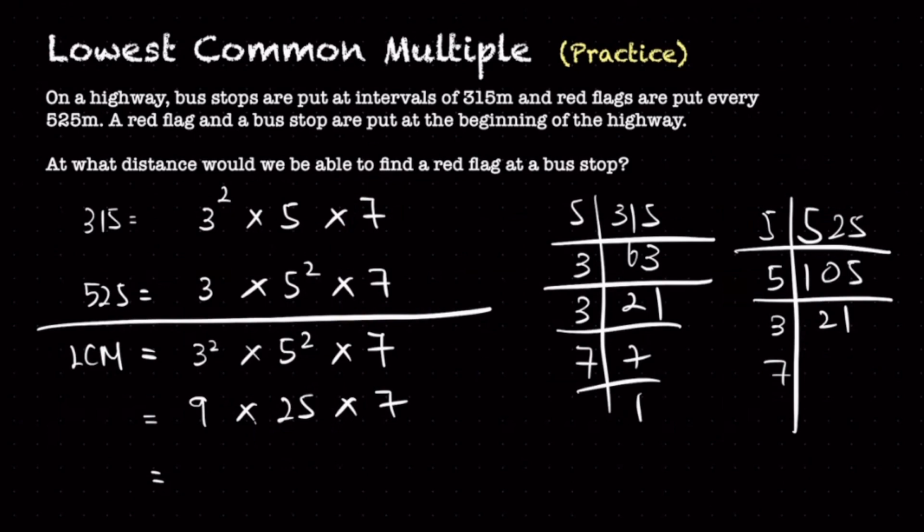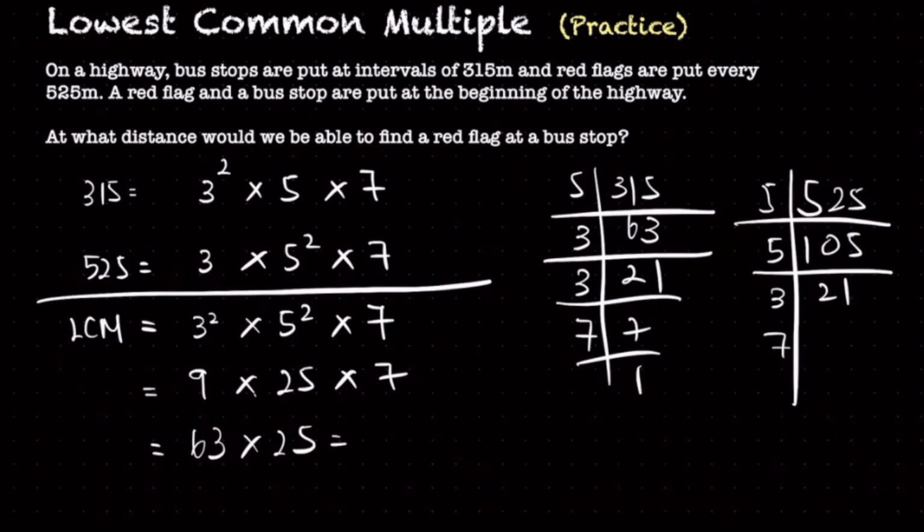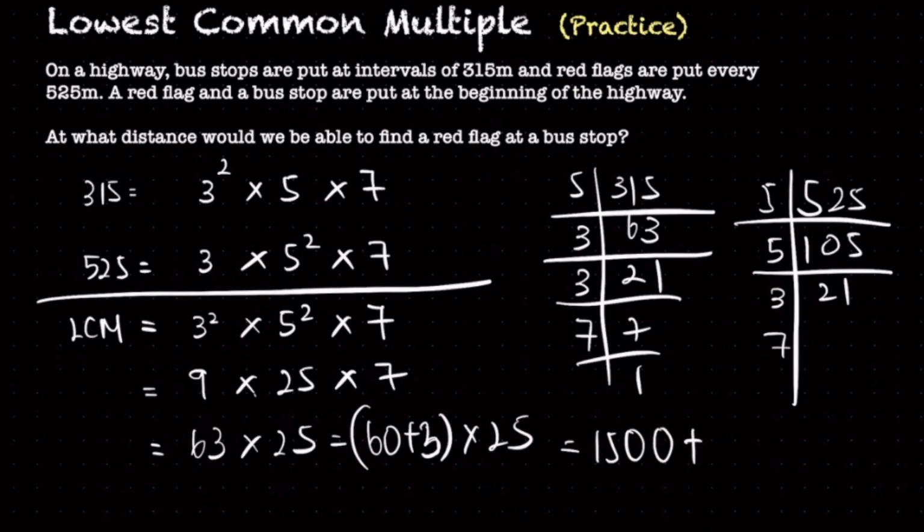Okay, so if we have to work this out, I'm going to do this. 7 times 9 is 63, and it's 25. So what I'm going to do here is 60 plus 3 times 25. That will make 63 times 25. So, quick math. 6 times 25 is 150. Put the 0 at the back. And we have 3 times 25, so it's 75. And the answer is 1575. And that is your LCM.